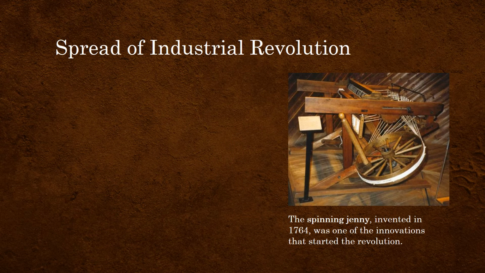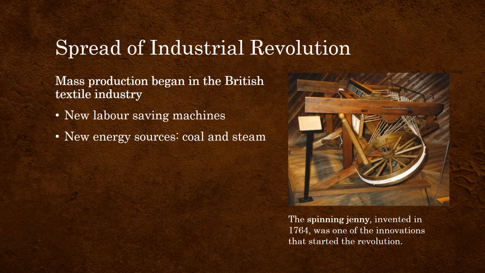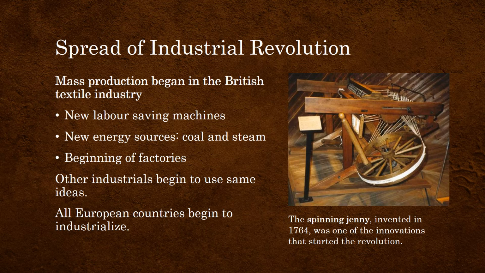So how did this all get started? It all begins in Britain, and specifically it begins in the British textile industry in the late 1700s, with new labor-saving machines such as the spinning jenny that you see here. Eventually, new energy sources such as coal and steam were harnessed to further speed up the process. This was the beginning of factories. Soon other industries began to use the same ideas, and all European countries began to industrialize by the early 19th century.